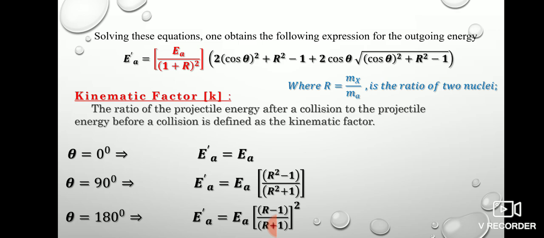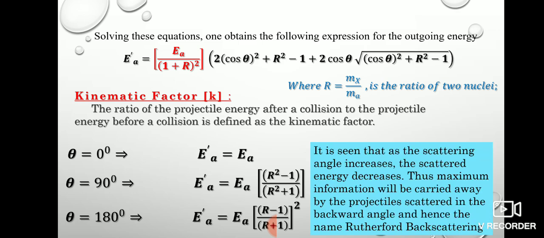But at 90-degree deflection, the energy of the outgoing projectile, EA prime, will be equal to EA times (R squared minus 1) by (R squared plus 1). And for backscattering, that is at 180 degrees, the energy would be EA prime equal to EA times ((R minus 1) by (R plus 1)) the whole squared. And as you can see from these three results, the energy lost by the incoming projectile will be maximum when the angle is 180 degrees.